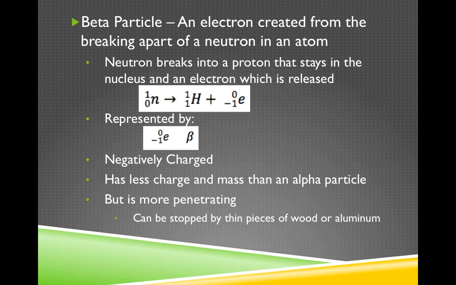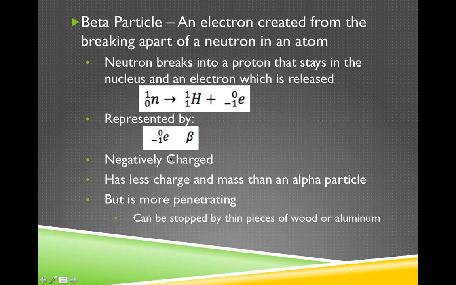The second type, which is a little bit more harmful than an alpha particle, is called a beta particle. It is an electron created from the breaking apart of a neutron in an atom. Basically what happens is a neutron breaks into a proton that stays in the nucleus and an electron which is then released. So if we look at our chemical reaction, we have a neutron that is going to undergo some sort of reaction in which we have a hydrogen and 1 electron breaking off.